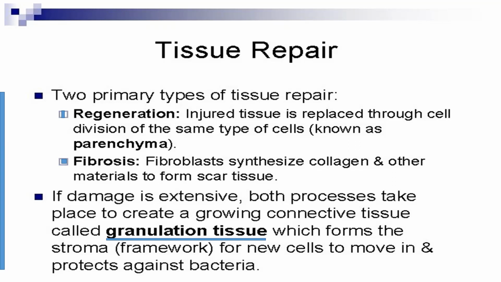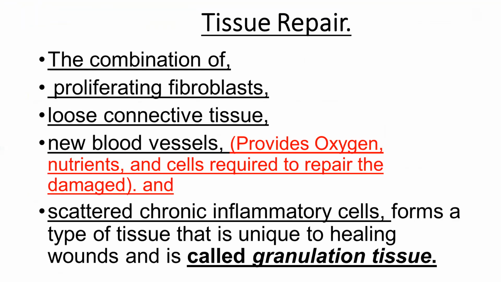If the damage is extensive, both processes will take place to create a growing connective tissue, which is known as regeneration tissue, which forms the stroma or the framework for the new cells to move in and protects against bacteria. The combination of proliferating fibroblasts, loose connective tissue, and the new formation of blood vessels, which is known as angiogenesis, provides oxygen, nutrients, and cells required to repair the damage, and scattered chronic inflammatory cells form the type of tissue which is unique to healing wounds and is called granulation tissue.